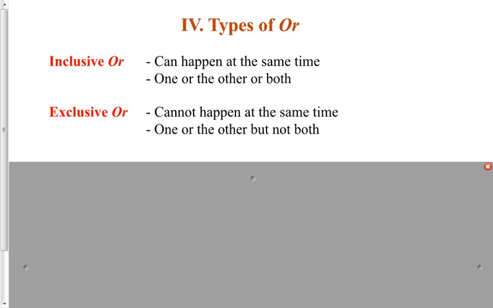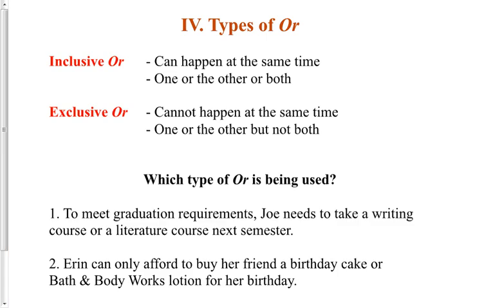Let's look at some examples here. Which type of or is being used? Number 1, to meet graduation requirements, Joe needs to take a writing course or a literature course next semester. Well, this is certainly the inclusive or. And we know that because if Joe takes a writing course, he graduates. If Joe takes a literature course, he graduates. If Joe takes both a writing course and a literature course, he graduates.